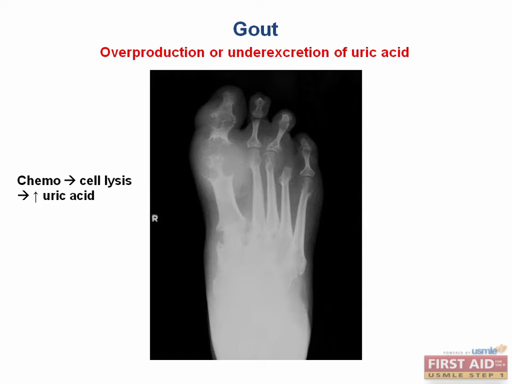Now, how do oncologists anticipate this problem? Premedicating all patients with large tumor burdens with allopurinol, a blocker of uric acid production, to prevent it from being created. This allows serum uric acid levels to stay low. We'll go over the mechanism of allopurinol later in the pharmacology section.